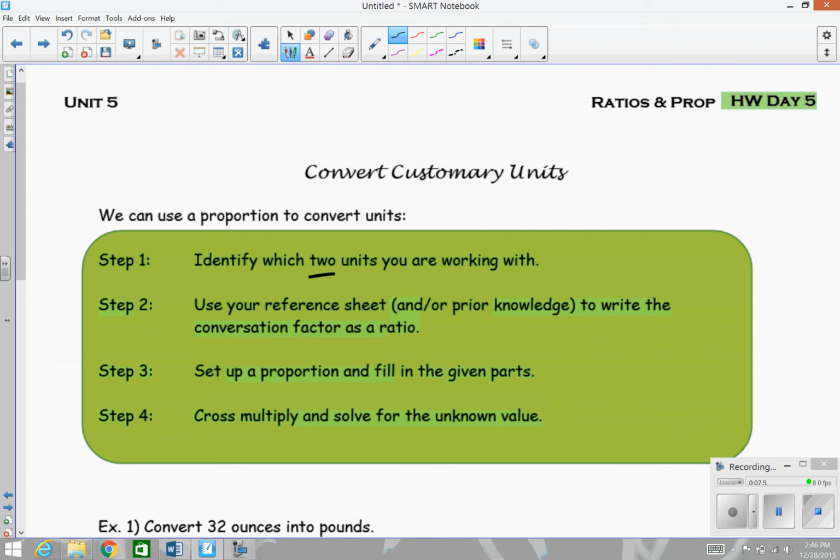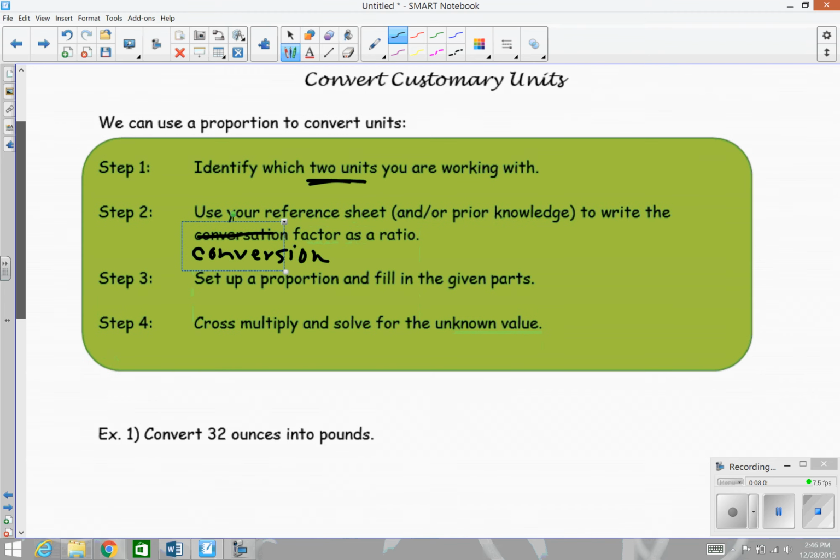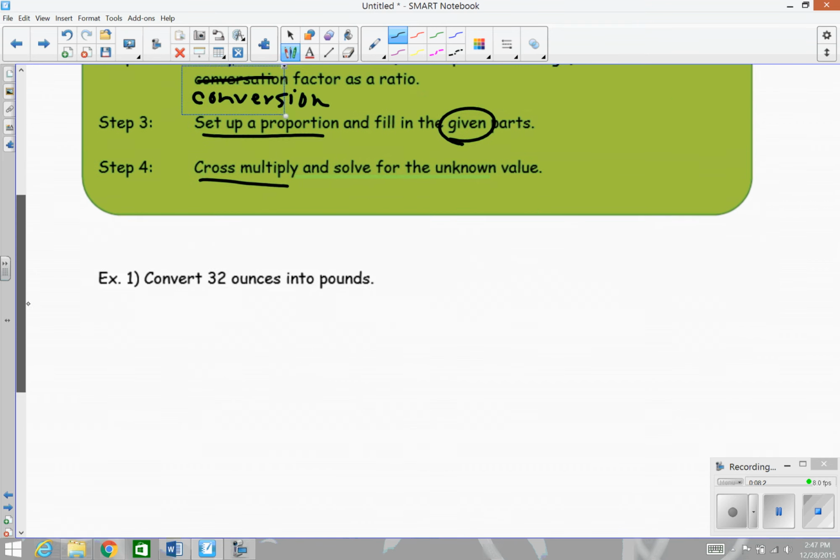Identify which 2 units you're working with. Use your reference sheet and/or prior knowledge to write the conversion factor as a ratio. We want to take that conversion factor and write it as a fraction. We'll then set up a proportion, right? We've got 2 fractions that equal each other. Fill in what's given, and we'll solve. You can cross multiply and should be all set. I have 2 examples here for you.